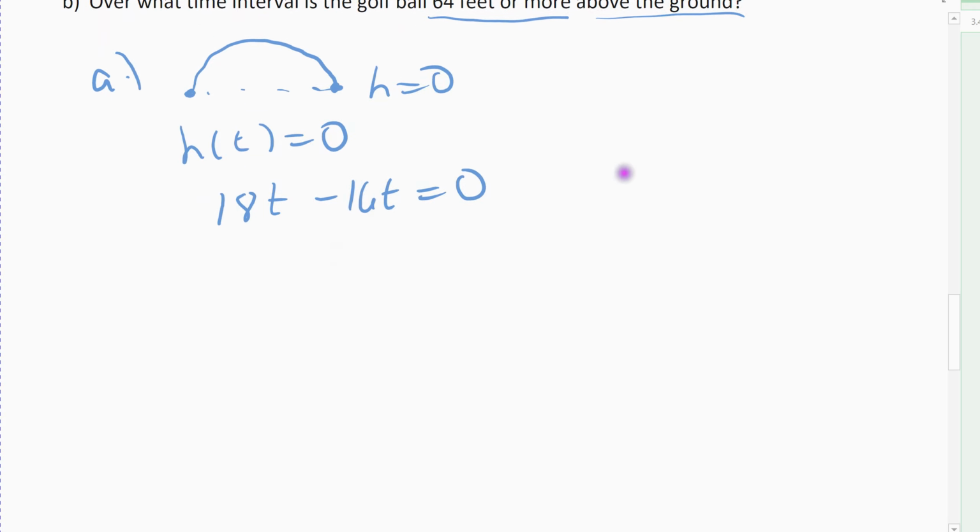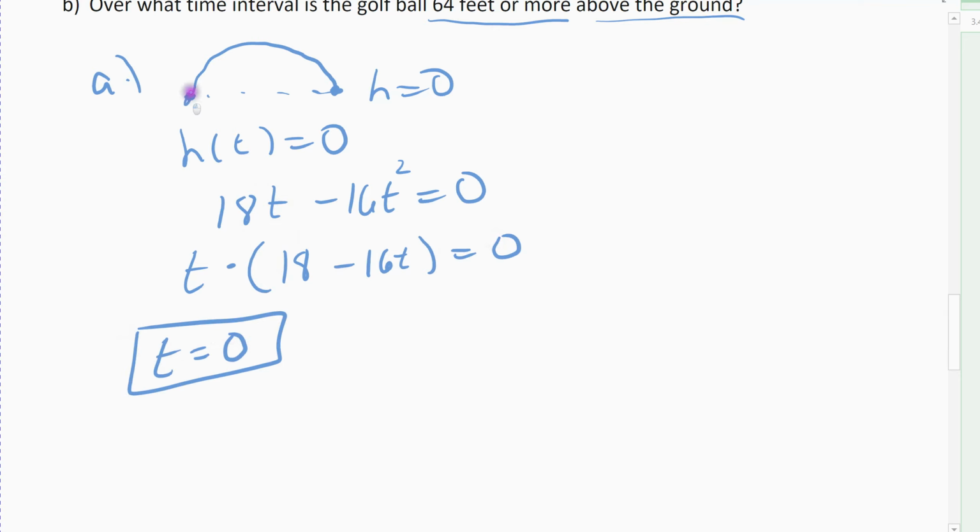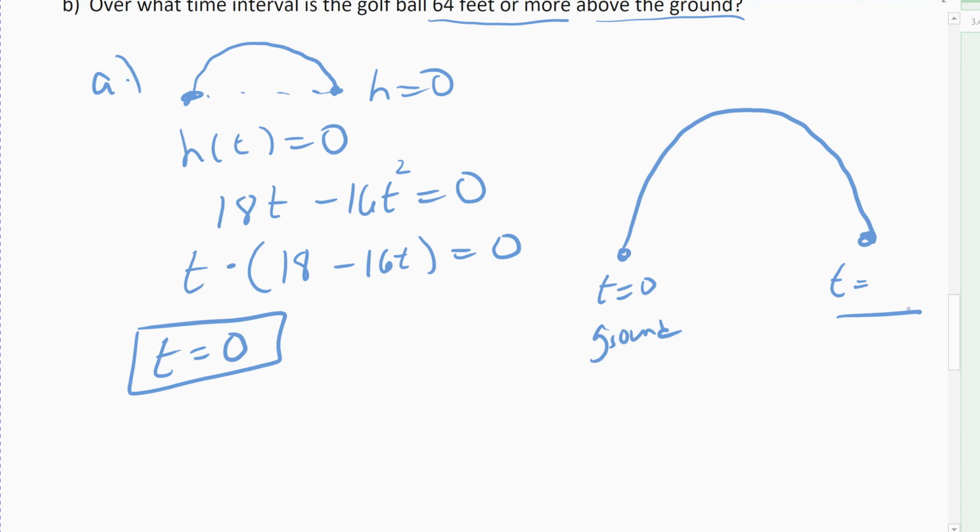This is the special case where there's no constant, so I can solve this by factoring out the t. When I factor out the t, I have 80 left over in my first spot, minus 16t in my second spot. Times 0, it's on the ground, and that should make sense. That's where we're starting, at time 0 on the ground. Then it's going to tee off, arc up and arc back down, and I want to figure out when does it come back to the ground? This is when it's in the air.